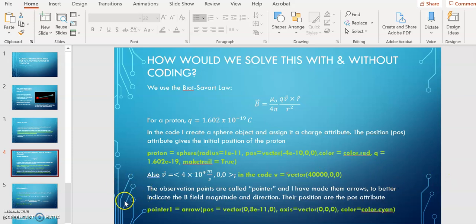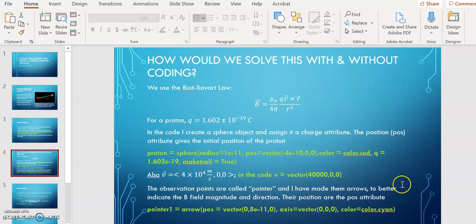Okay. Now, we also have to describe the velocity of the proton. That's the qv here, the v part. So mathematically, analytically, that would just be assigning the x-coordinate of a 3D vector as the speed. So that would be written as here. v is equal to 4 times 10 to the 4th meters per second, 0, 0. In the code, you just make a variable. You call it v. v is equal to the vector, and then 40,000, 0, 0, right?